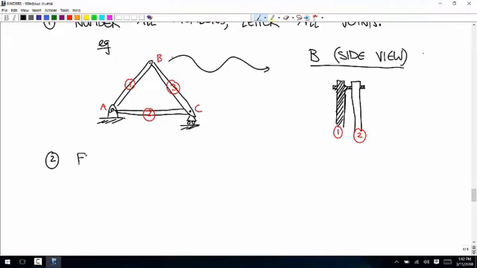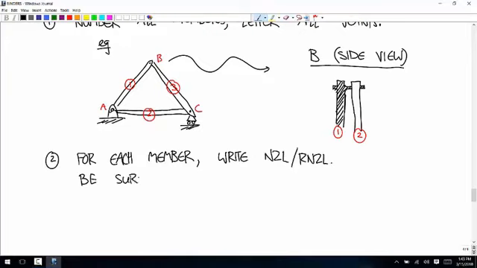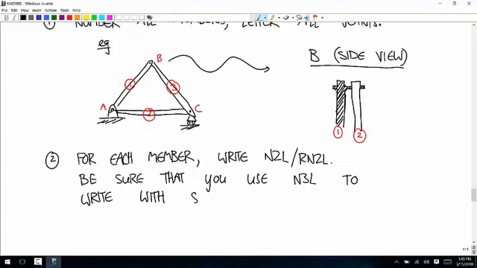Second, for each member, write Newton's second law and rotational Newton's second law. There need to be free body diagrams for each of those anytime you use those. And be sure that you use Newton's third law to write your equations with the smallest number of variables. That's what I did when I represented F21 as negative F12 in the example problem.